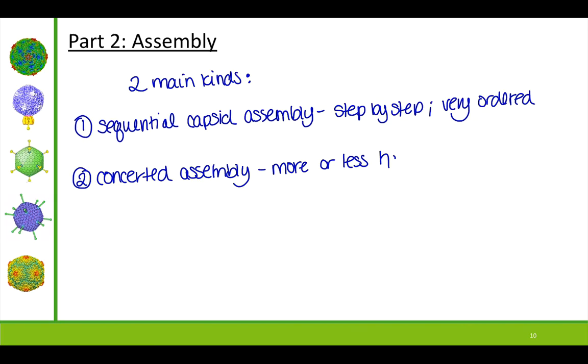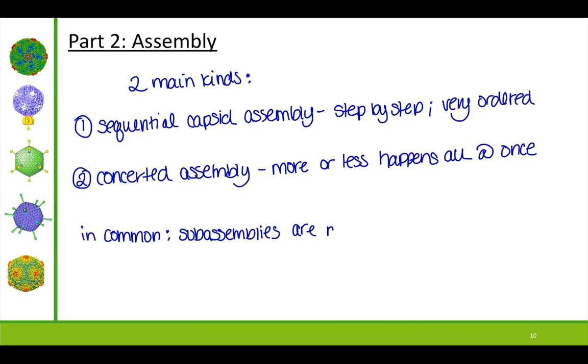But even though we have these two different kinds of assembly, first we are here to talk about the commonalities, and something that we have been doing all semester is drawing commonalities between all viruses and trying to make nice little rules for ourselves. So even though we have these two different kinds, we do have things in common. Whether you are doing sequential or concerted assembly, subassemblies are made. So you can probably guess that moving forward, we are now going to talk about, well, what is a subassembly? Why are they made? And what is going on with that?